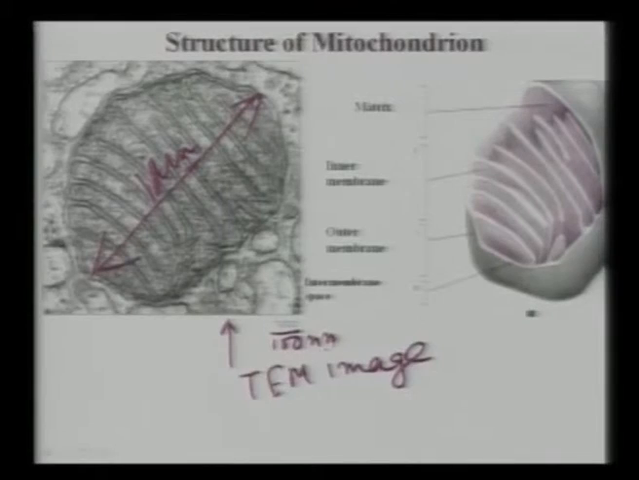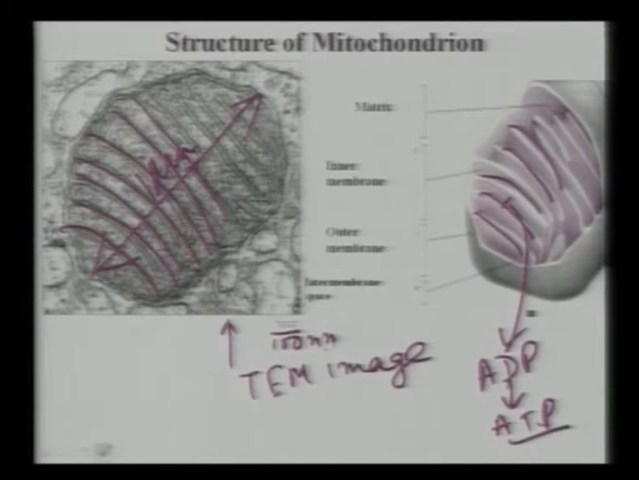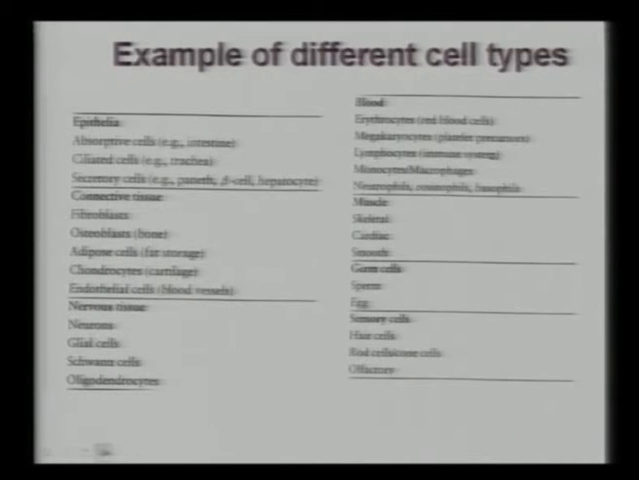And then inside this mitochondria, you see this is the inner membrane space, between these two membranes where the ADP to ATP synthesis takes place, and that releases energy. And this is actually reflected here in this series of parallel or concentric lines in the mitochondrial structure. Now, examples of the different cell types.